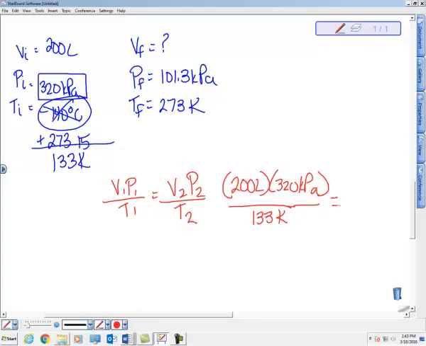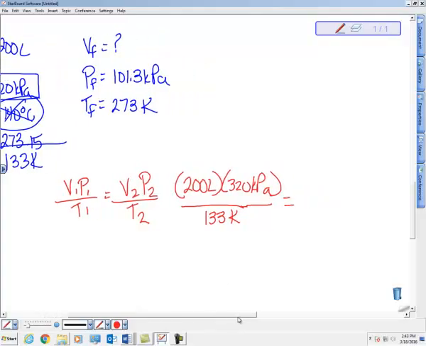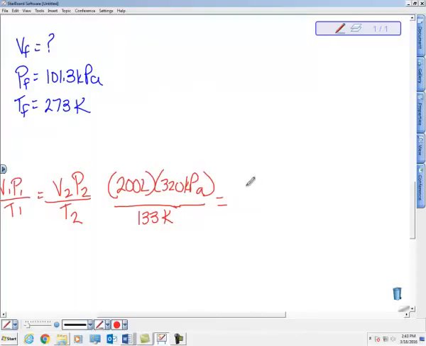The final stuff, I'm going to scoot this over. We don't have V2, the final volume. We do have the second pressure, and that's 101.3 kilopascals. And the final temperature is 273 Kelvin. All right, big algebra problem, huh? Here is our unknown, and we're trying to get that by itself.